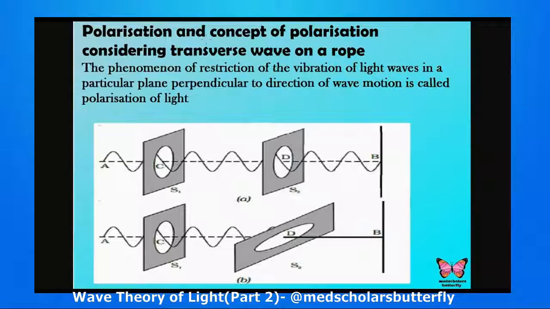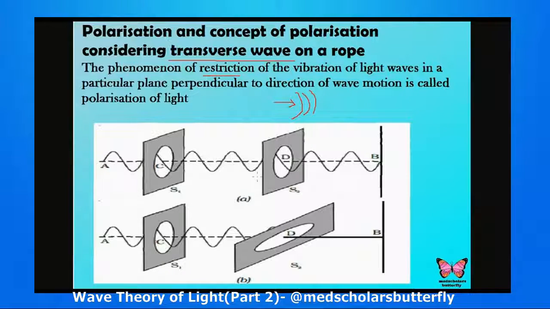Polarization, and the concept of polarization, considering a transverse wave on a rope. We will take a rope and do a short experiment on it relating to polarization. It says that the phenomenon of restriction of the vibration of light waves in a particular plane perpendicular to the direction of wave motion is called polarization of light. That means if I transmit light in this direction, the vibration of the light wave would be restricted to this direction only. It wouldn't cross over my path. That means it listens to what I say.